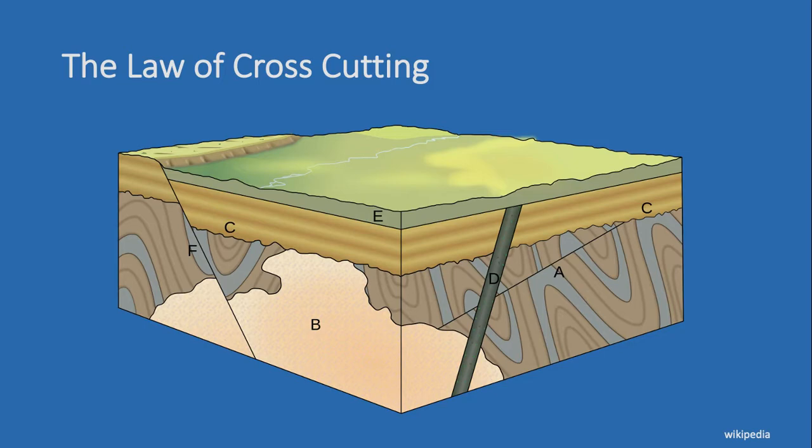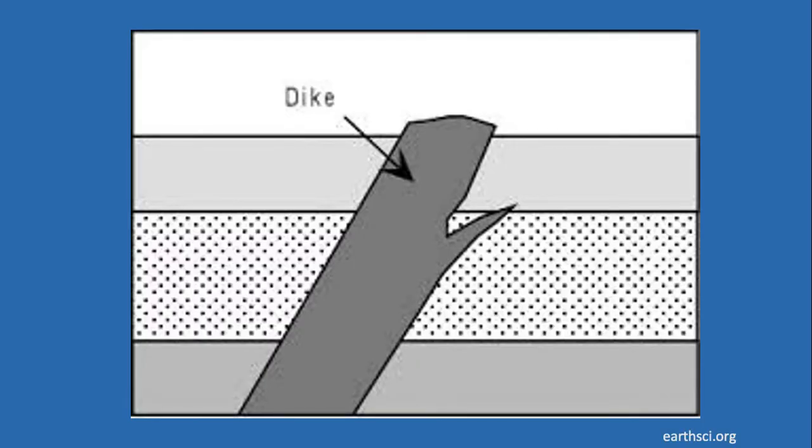D is not cutting across E, so E is probably newer than D there. F is newer than B, A, C, and E because it's cutting across all of them. So here's an igneous intrusion cutting across some sedimentary layers. That igneous intrusion has to be newer than the sedimentary layers it cuts across.